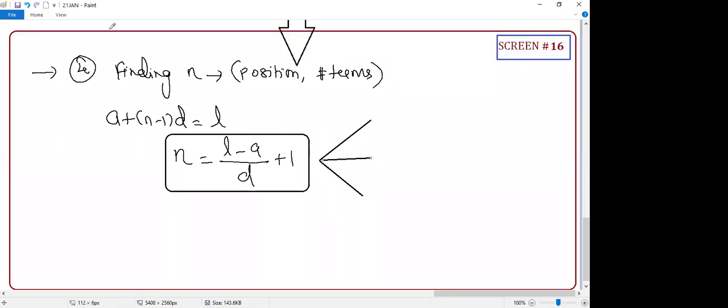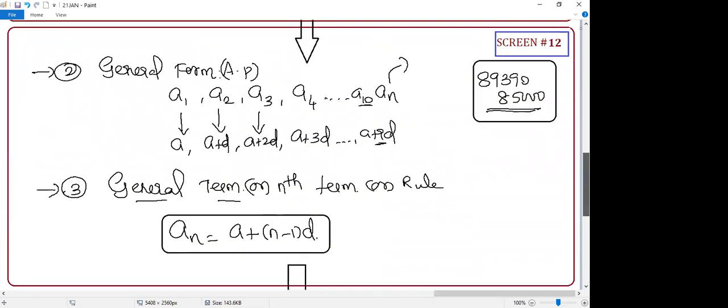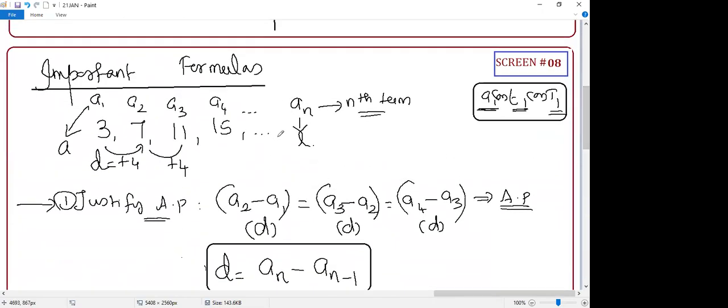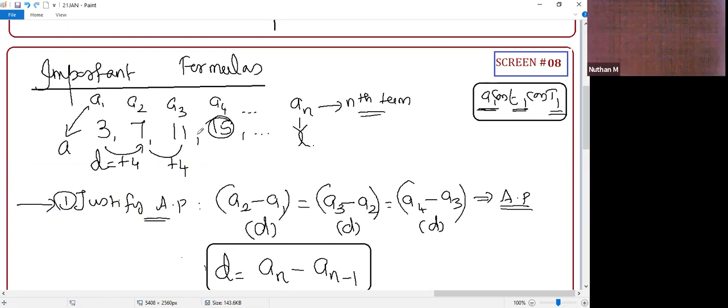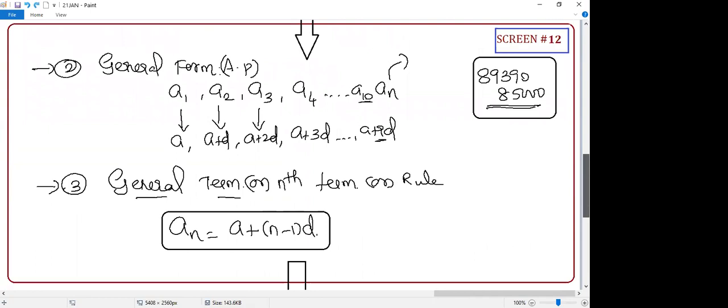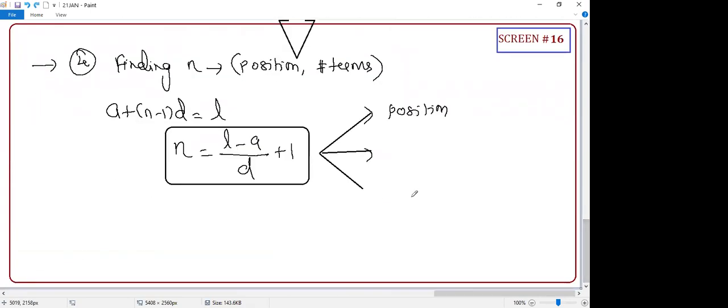One is what? It tells you the position. Position means what, sir? For example, if I give you 40, okay, if I tell you 100, in which position? Clear or not? I'll tell you 15. 15 in which position? 4th position. Yes or no? So if I tell you the value, you can tell me the position. So n will return what? Position.